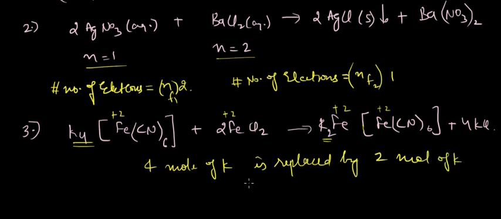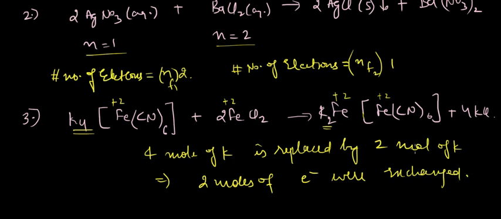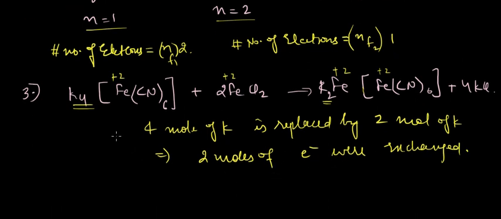So this implies that 2 moles of electrons were exchanged in the precipitate. So we know that the number of electrons upon the stoichiometric coefficient would be the n factor of this compound, hence n factor would be number of moles of electrons exchanged divided by stoichiometric coefficient, which is 1. So n is equal to 2.